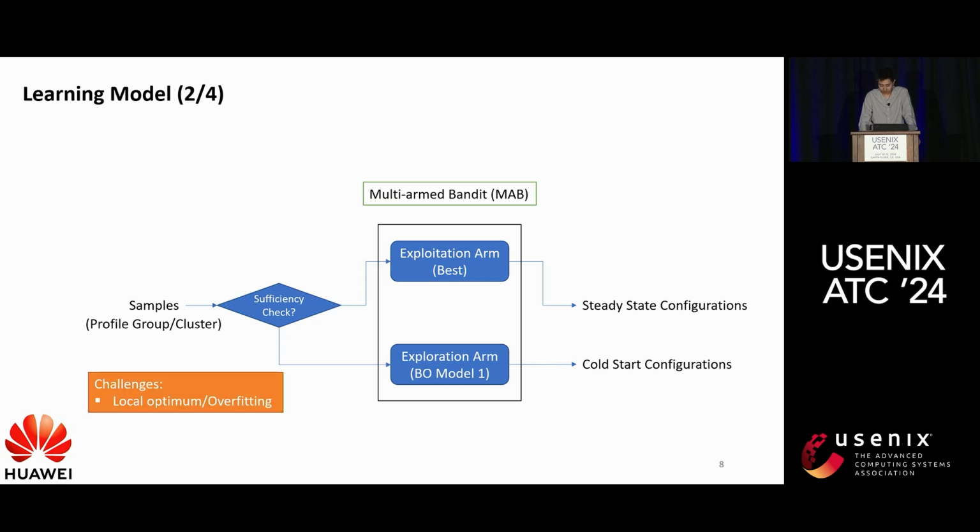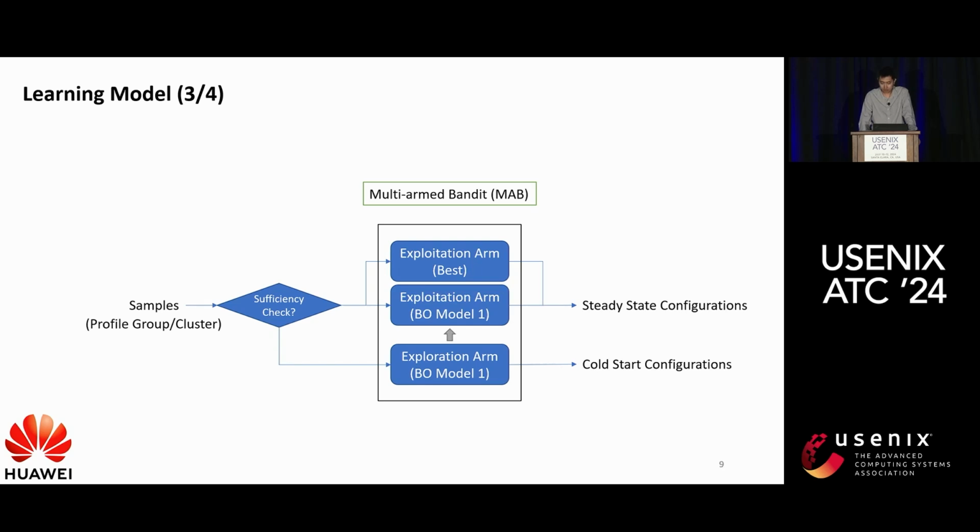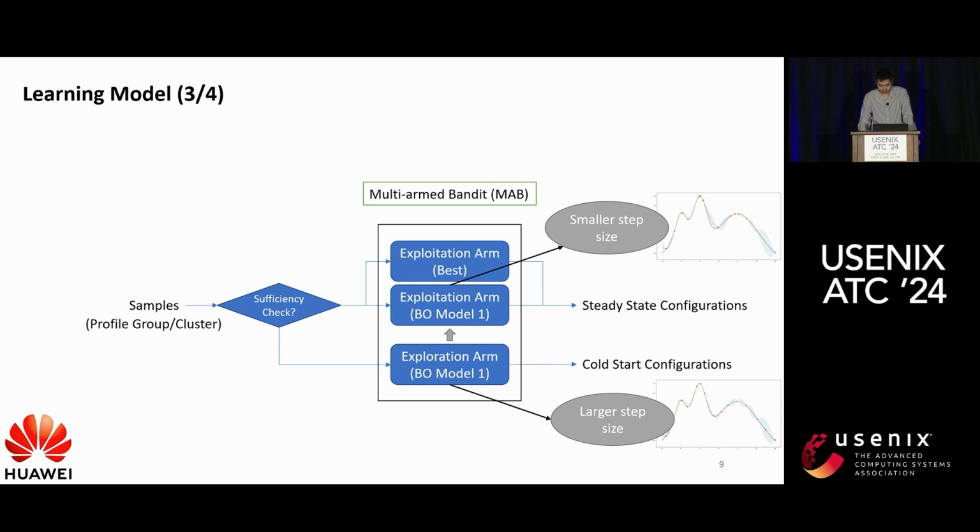Then the question is how to handle the local optimal or overfitting. This is always a challenge. Here, Config-Snob uses another arm during the steady state, which is the same BO model used at the cold start state. However, Config-Snob uses a smaller step at this phase rather than the larger step in the cold start phase to continue the exploration to avoid the local optimal, but in a very conservative manner. But still, there are non-Gaussian noises.